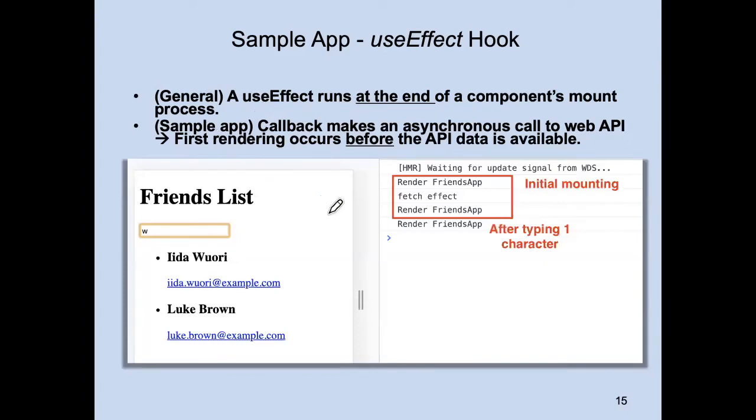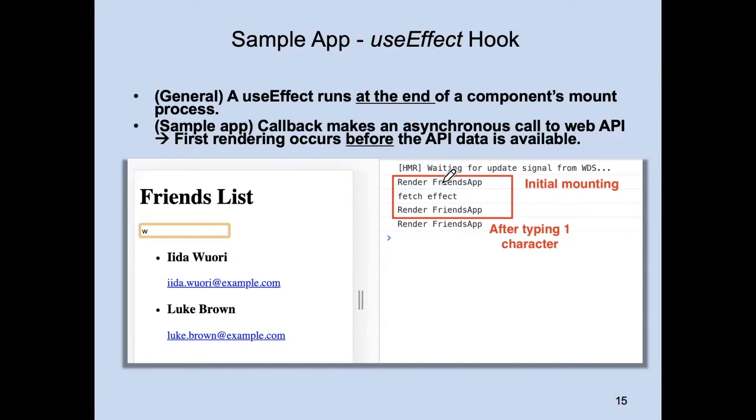What I'm showing you here is the sequence of the console.logs that execute from my app. So if I zoom in a little bit on it, the "render friends app" is coming from the console.log that's in my top component. This console.log is coming from the useEffect hook. And notice it's actually happening after this.